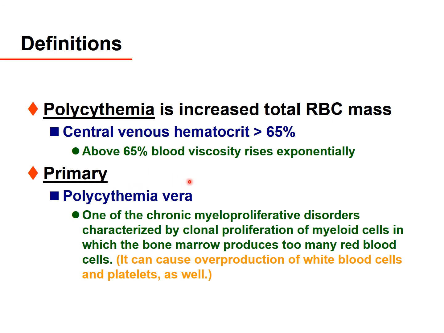Now, the primary polycythemia, called polycythemia vera, is one of the chronic myeloproliferative diseases, characterized by clonal proliferation of myeloid cells in which the bone marrow produces too many red blood cells. In other cases that belong to myeloproliferative diseases, we will have an extra lecture about it. We can have thrombocytosis, for example, or we can have increased myeloid cells, such as chronic myeloid leukemia, belonging to the same group, or myelofibrosis. And here we have more red blood cells. That's polycythemia vera.